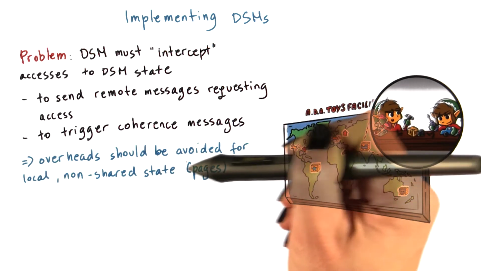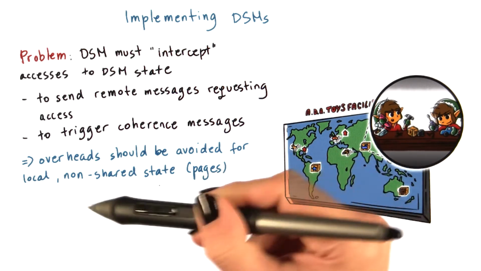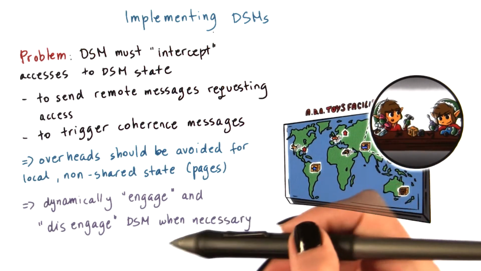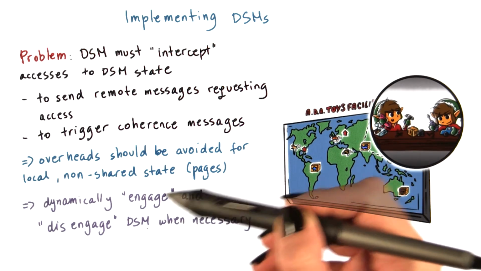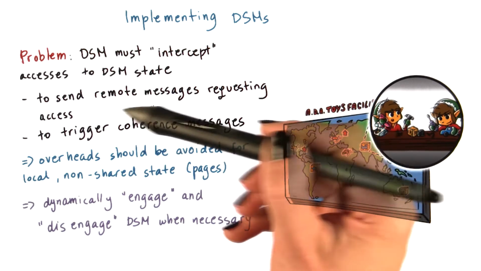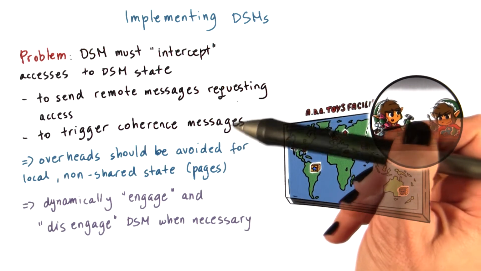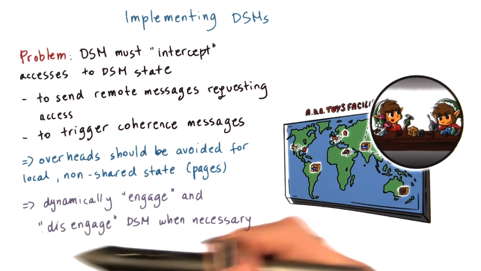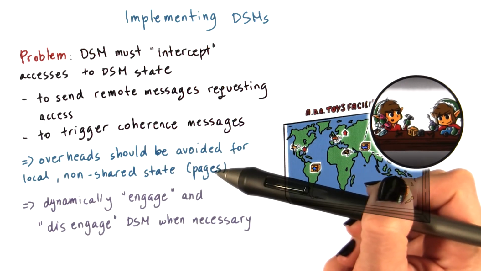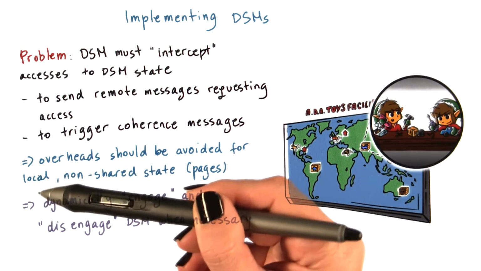These overheads should be avoided whenever we're trying to just access local non-shared pages or non-shared state. So what we would like to achieve is an implementation where it is possible to dynamically engage whether the distributed shared memory layer will be triggered and will be intercepting any accesses to memory in order to determine what to do about them, or disengage the distributed shared memory layer if we're performing access to pages which are really not shared and are just local pages accessed on a particular node.